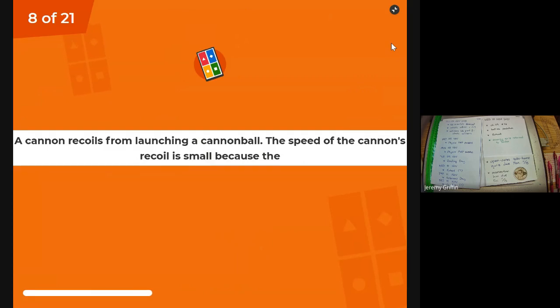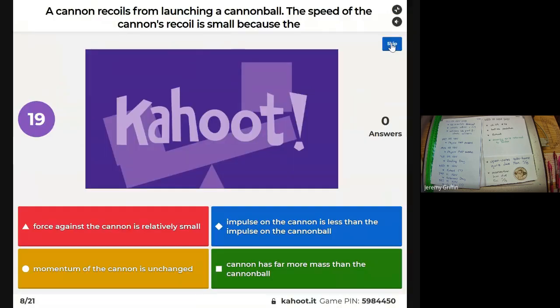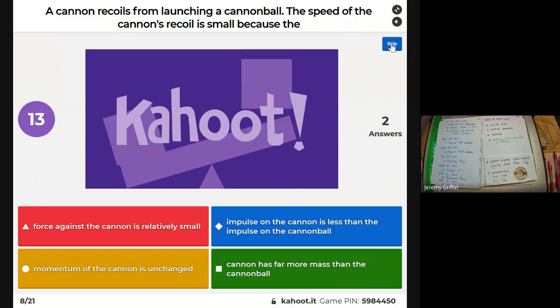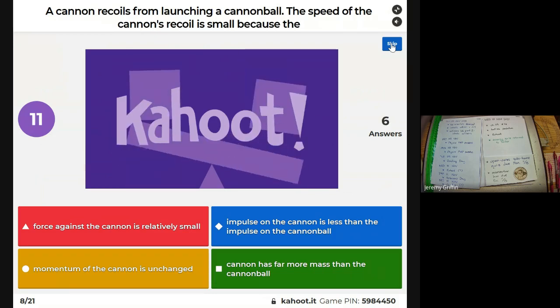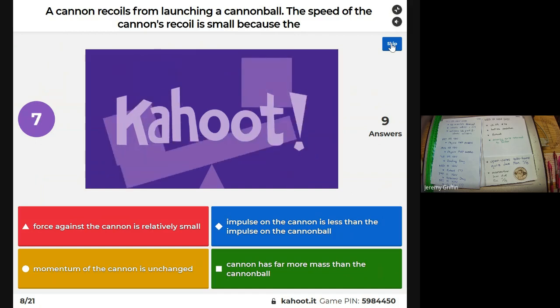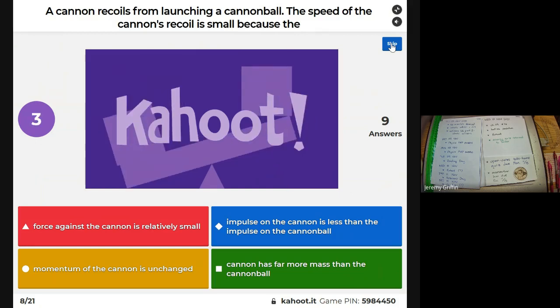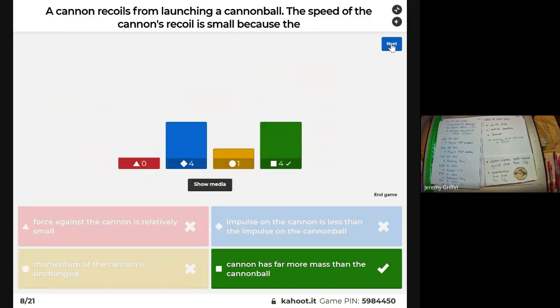A cannon recoils from launching a cannonball. The speed of the cannon's recoil is small. Because why? Yeah, the cannon has so much mass, has so much inertia, right?